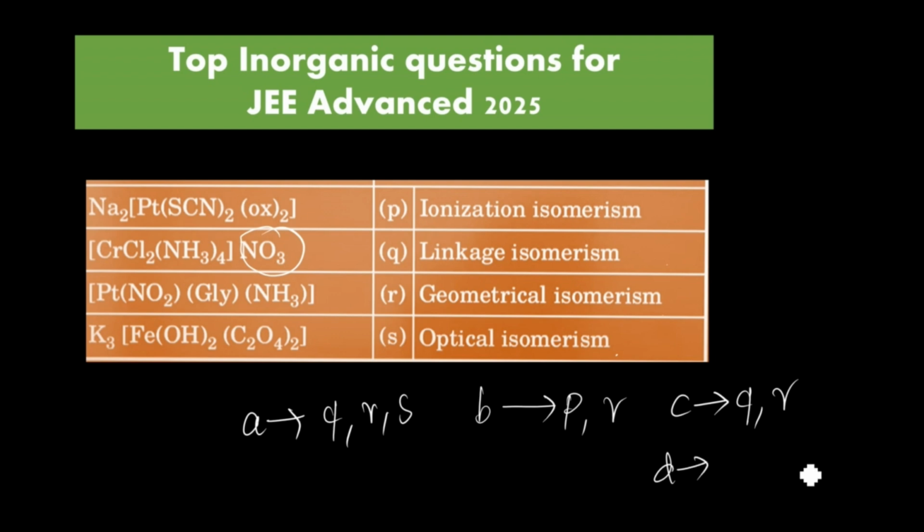Then D, oxalate with hydroxide, AA2 type, where you can see geometrical as well as optical isomerism. So R, N, yes. Okay.